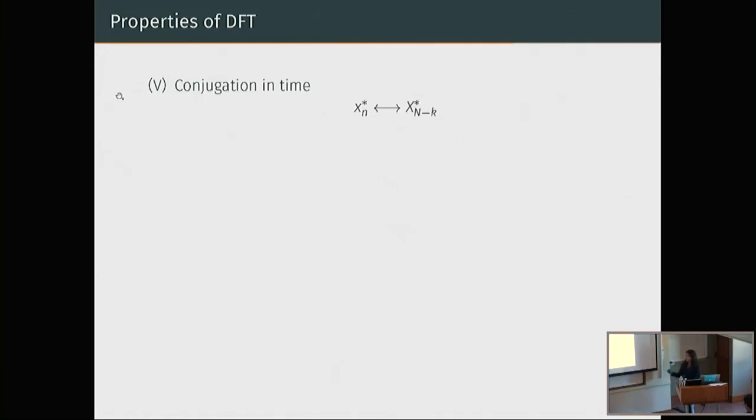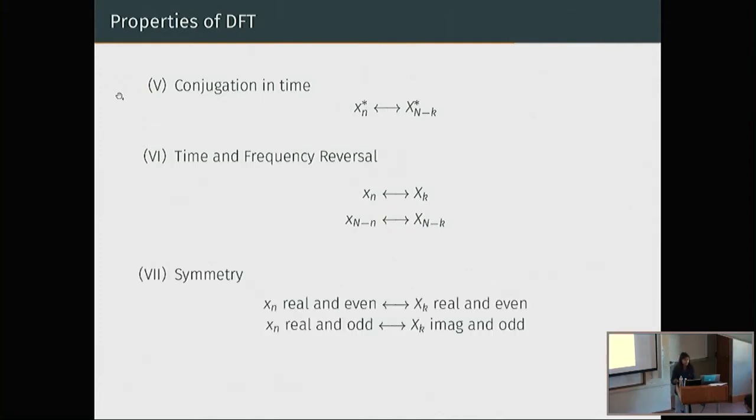A conjugation in time results in a flip of the Fourier domain and a conjugation, which is a useful property you can use sometimes. The time and frequency reversal is a very important property. If you reverse your time domain, you reverse your frequency domain as well, and they're reflections of each other. This is also a function of the periodicity and not in general true for Fourier transforms. Symmetry that we saw in Fourier transforms still exists here. If you have a real and even function, you still get a real and even function. A real and odd function will return an imaginary and odd function.